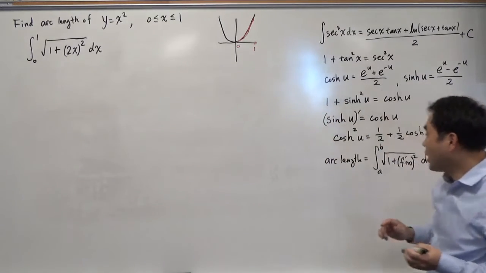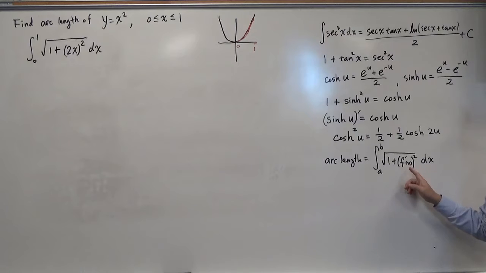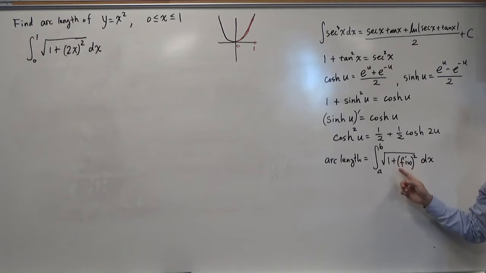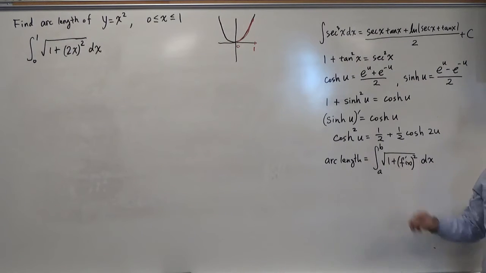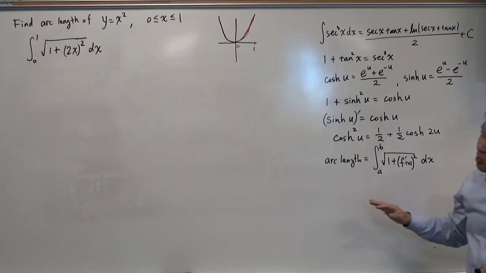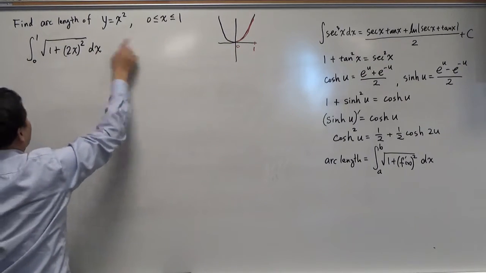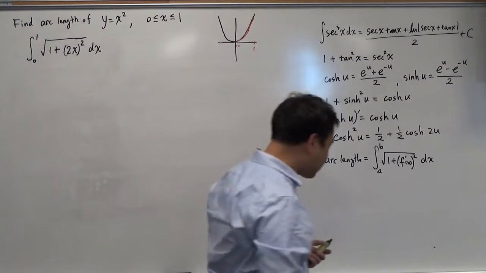Okay, I assume that you've learned the arc length formula, which is: if you have a function f of x over the interval a to b, you integrate the square root of 1 plus f prime of x squared, inside the square root, dx from a to b. Applied to our case, the derivative of x squared is 2x, and the interval is from 0 to 1, so this is what you have.